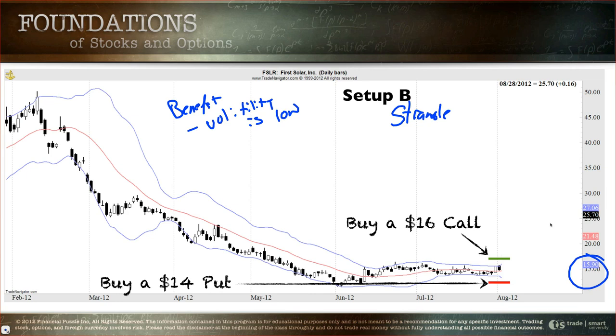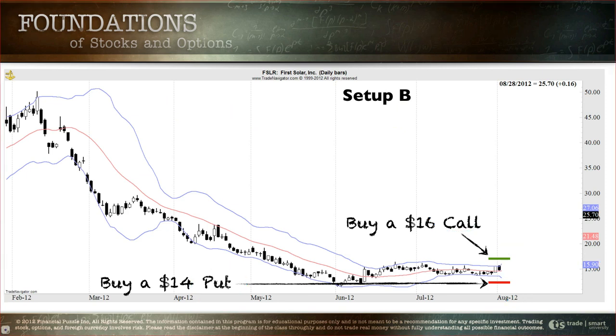So volatility is really, really low, and what it does is it guarantees that you're in the trade, either bullish or bearish. Then if the stock breaks out bullish, you're happy because you own a call. If it breaks out bearish, you're happy because you own a put. So that's the strangle. That's the benefit.